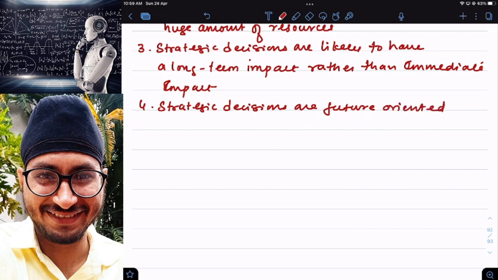Yes, strategic decisions are which oriented? Future oriented. Why? Because strategic decisions are always long term decisions. We think about the future and then only take a decision.